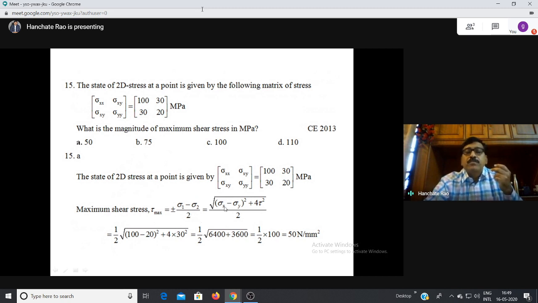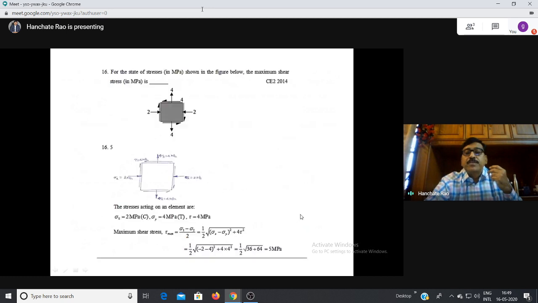So the maximum shear stress is equal to half of the square root of (sigma x minus sigma y) whole square plus 4 tau square. Sigma x is equal to 100, sigma y is equal to 20, tau xy is equal to 30. So if you substitute here, you directly get the maximum shear stress as 50 newtons per mm square.